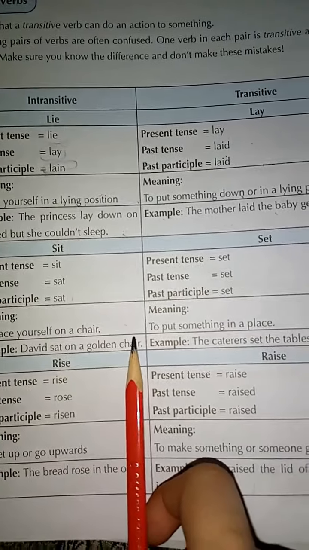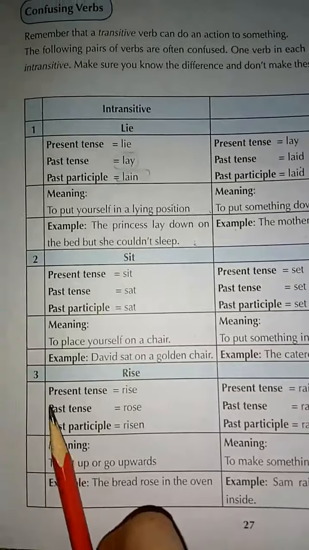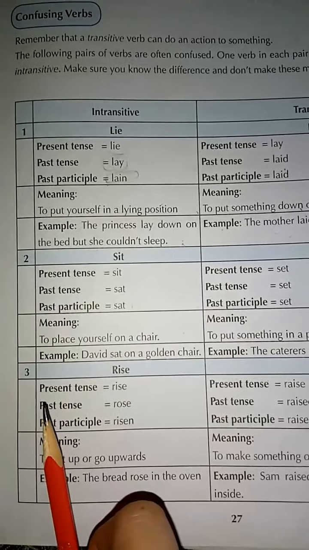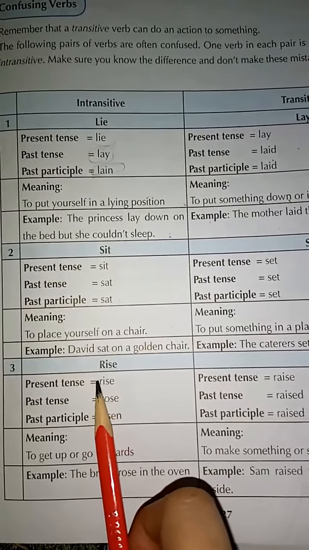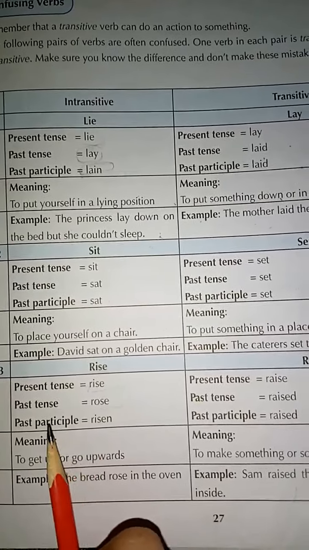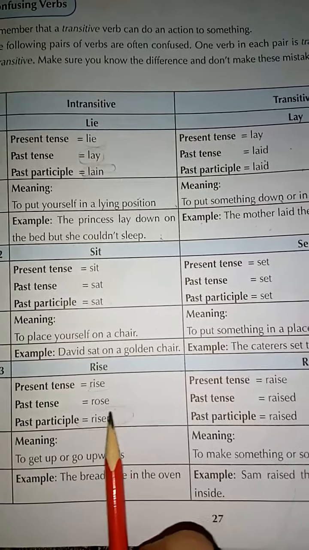Okay, example, David sat on a golden chair. Example, the caterers set tables in a row. Then number 3, we have rise and raise. The present form of the verb rise is rise, then the past tense is rose, and when you use it as a past participle it will be risen.